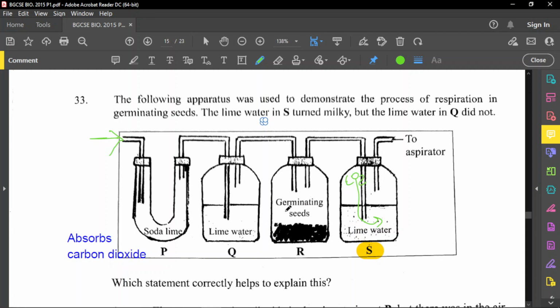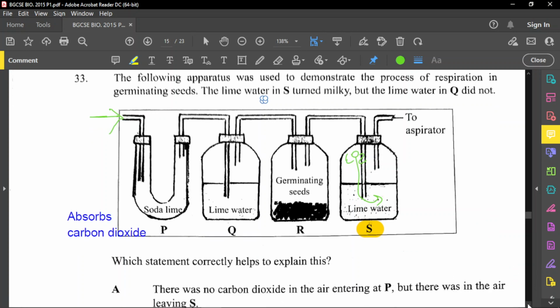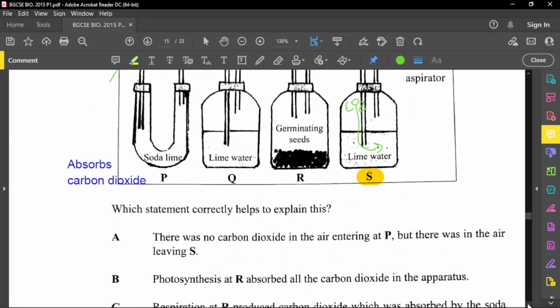And just to make a note, if the seeds are germinating, germinating seeds do not photosynthesize. Rather, they will respire to produce energy for the different functions and processes. All right, so let's go to the explanation right here. Again, any seed that is germinating does not photosynthesize, it actually respires. So no light is needed and no carbon dioxide is needed. Instead, oxygen is needed, okay?